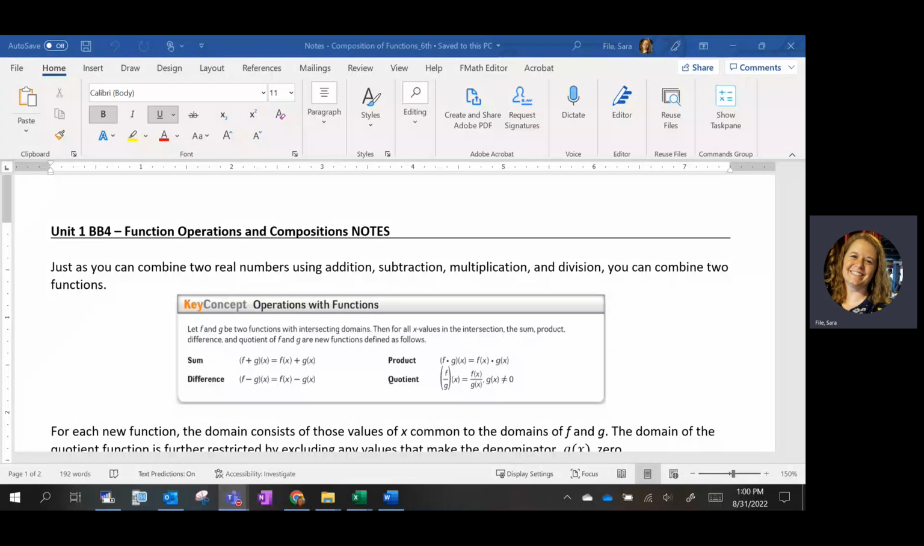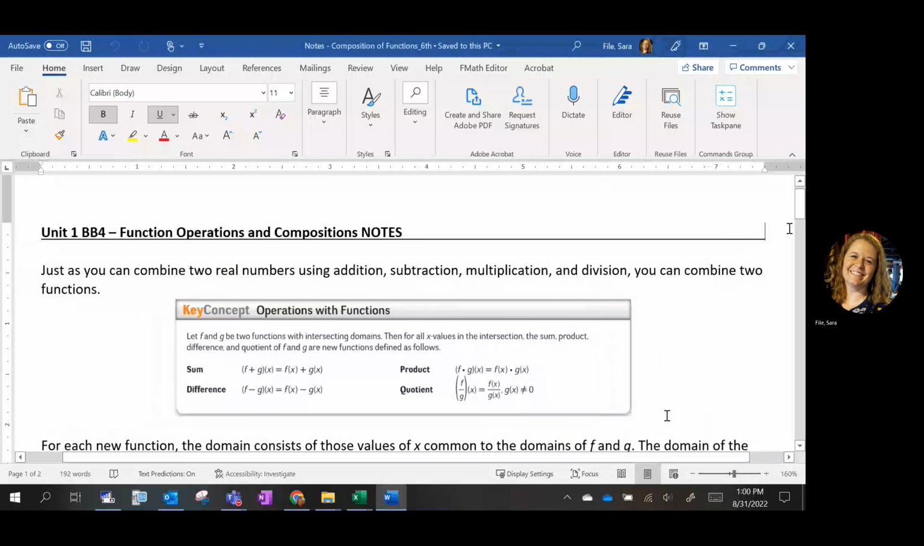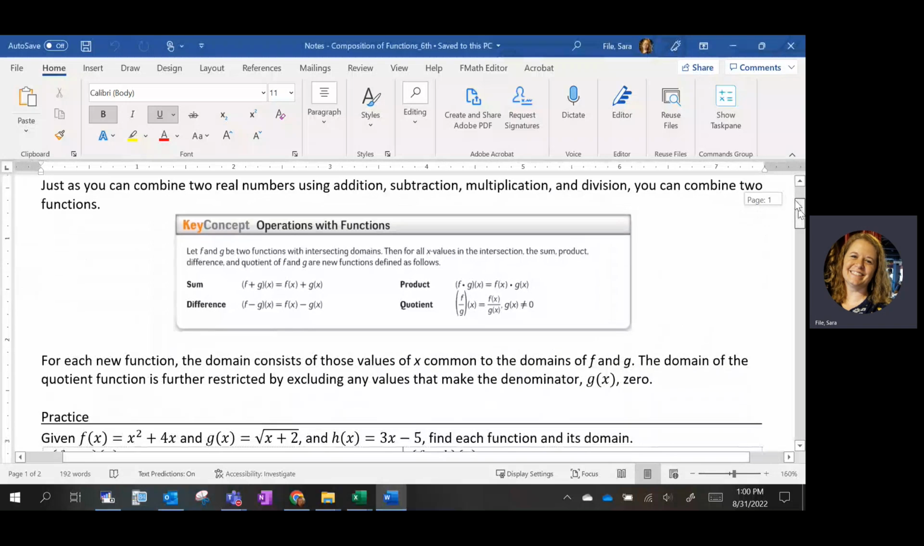And we're actually going to start, before we jump into composition, with combination functions, or function operations. So starting out with that little review, you can see in this graphic, this is just a snapshot from your textbook. Just like you would combine any real numbers with addition, subtraction, multiplication, or division, you can also combine functions. The notation for those operations looks like this.